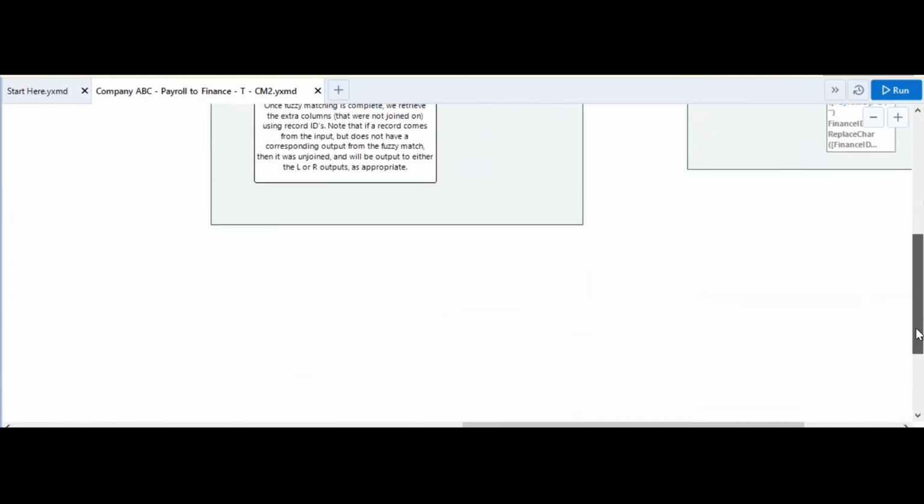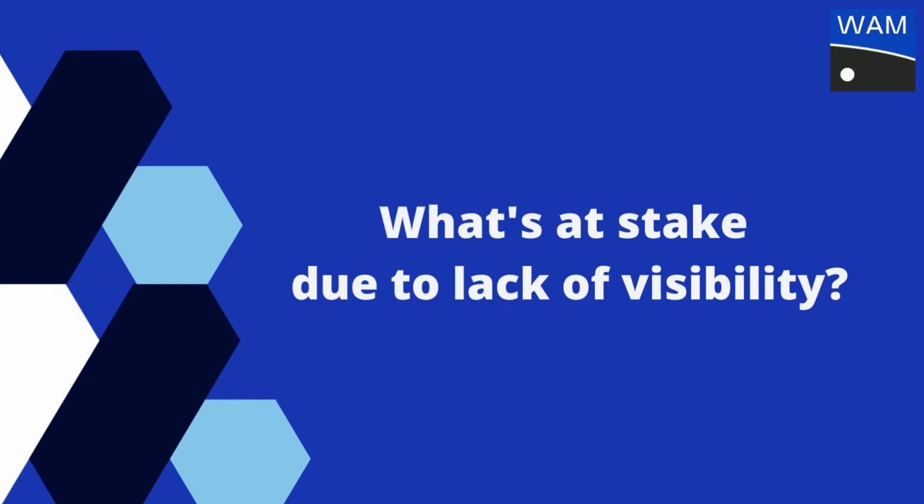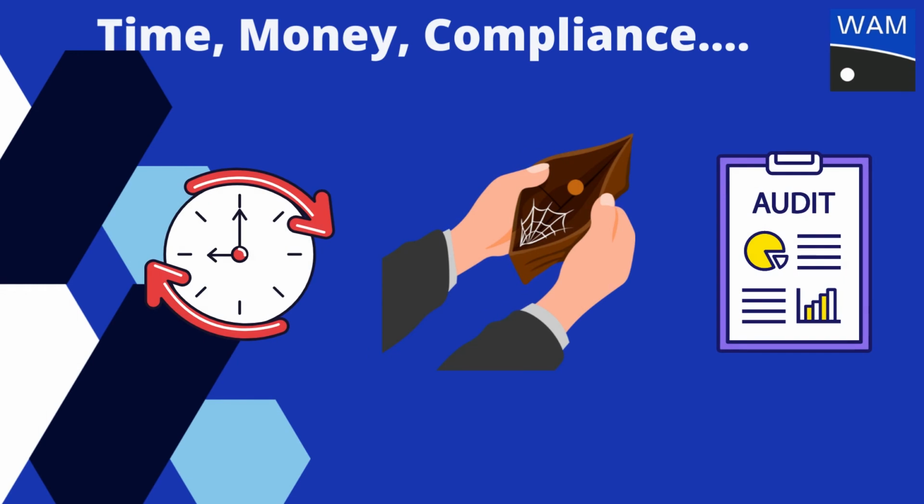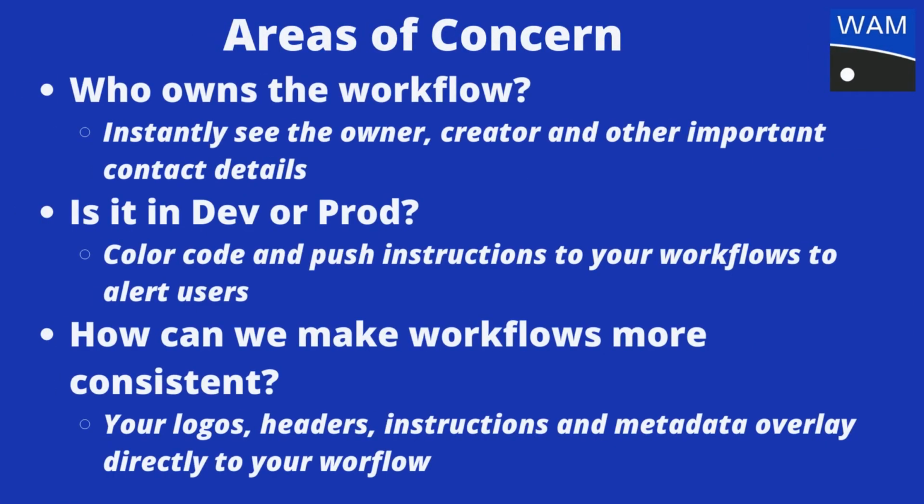What if I need to make a change to the workflow? Who do I contact? Is there a certain process that's in place that I need to follow? From the workflow itself, it's hard to tell, and I could make a mistake that could cost the company time, money, or be an audit problem. In addition, is this a workflow that's in production that 1,000 people use, or is this in development? Looking at this workflow, there's no way to know.